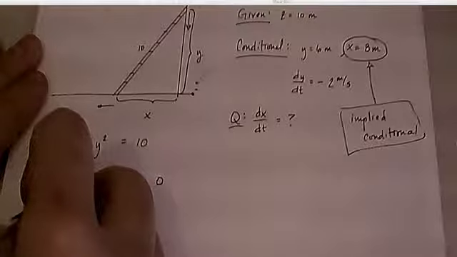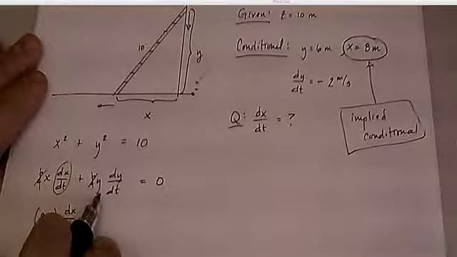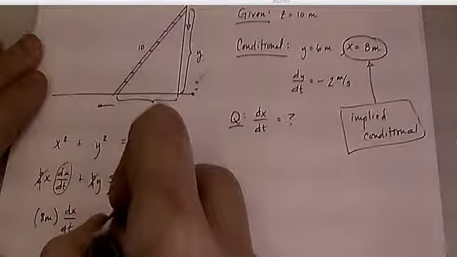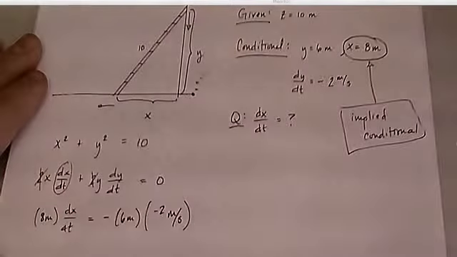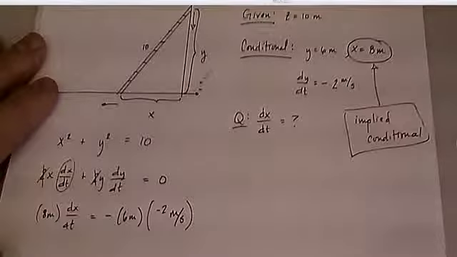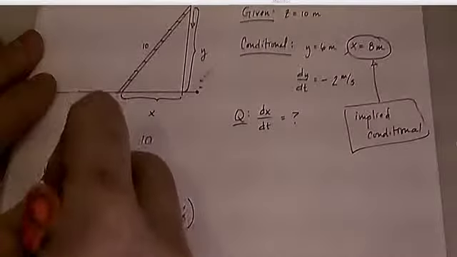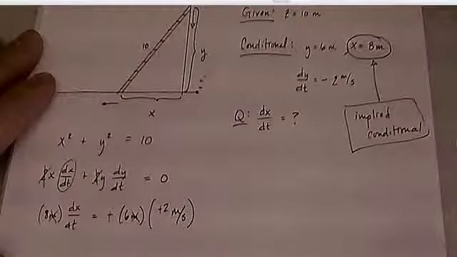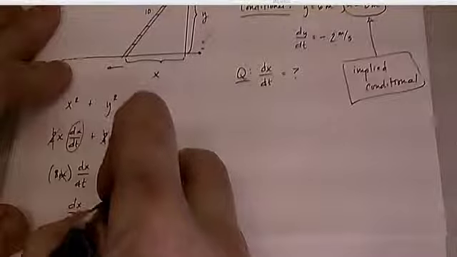So x is, of course, 8 meters, dx/dt, and I'm going to go ahead and shove this term over to the other side, negative 6 meters times negative 2 meters per second. I don't know why I put the 2 in superscript, but you get the idea. And so what we have here is these negatives cancel out, these units cancel out, those 2 meters, and this is going to be 12 divided by 8, and therefore dx/dt is going to be 12 divided by 8, which is 3/2 meters per second.